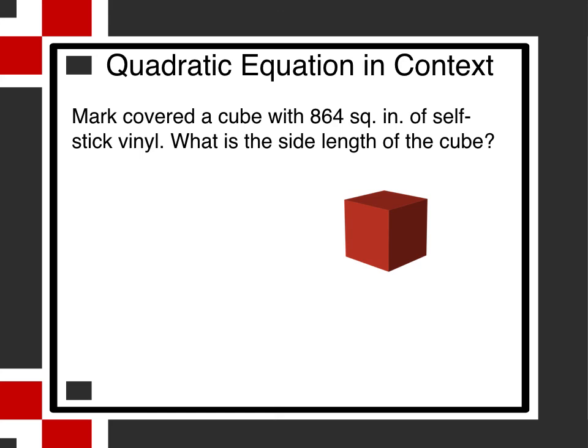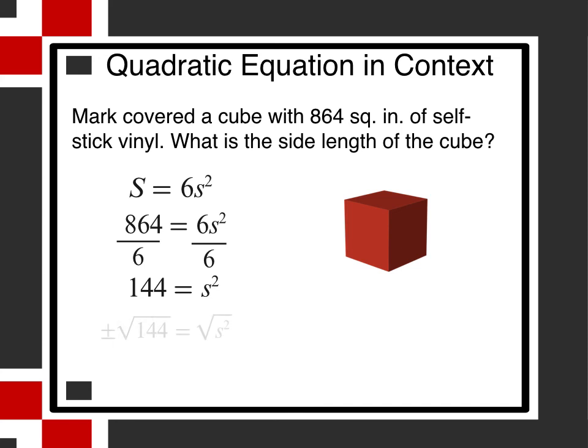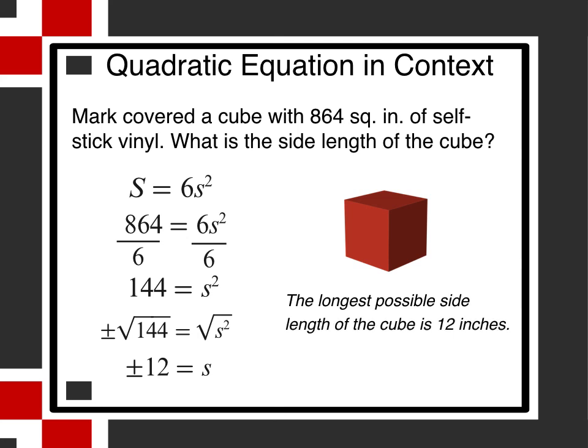So we'll start with the formula for the surface area. S equals 6s squared. Now we'll substitute the 864 for the surface area. Let's divide by 6 on both sides. And we get that 144 equals s squared. When we take the square root of both sides, we get s equals plus or minus 12. But negative 12 wouldn't make sense in the context of this problem, so the answer is 12 inches.